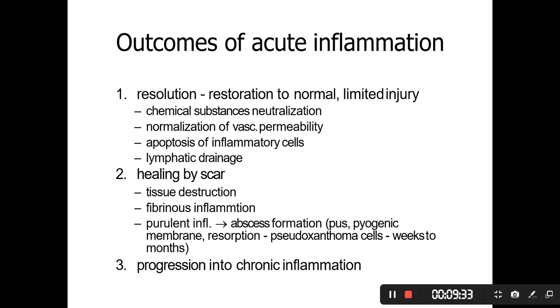What are the outcomes of acute inflammation? Generally, the outcome of an acute inflammation will be either it will resolve completely, or it will resolve with a scar, or if it is not able to resolve, it can move into chronic inflammation.